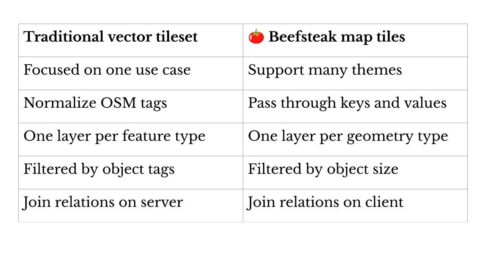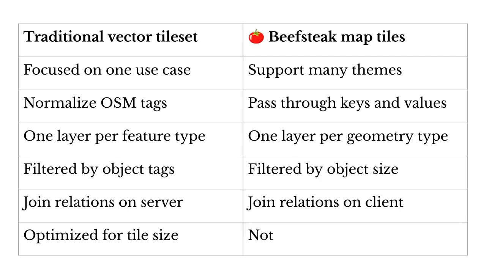Usually you'd join the relations to the ways on the server. So if you have bus route information, that would all be added. That can make the tiles really large really quickly. So instead, we just include relations on a separate layer and cross-join them as a MapLibre plugin on the client, which sounds kind of wiggity, but it does work pretty well.